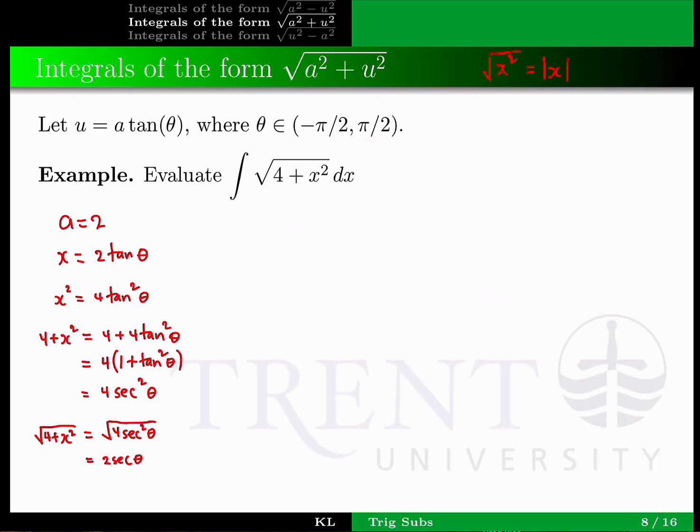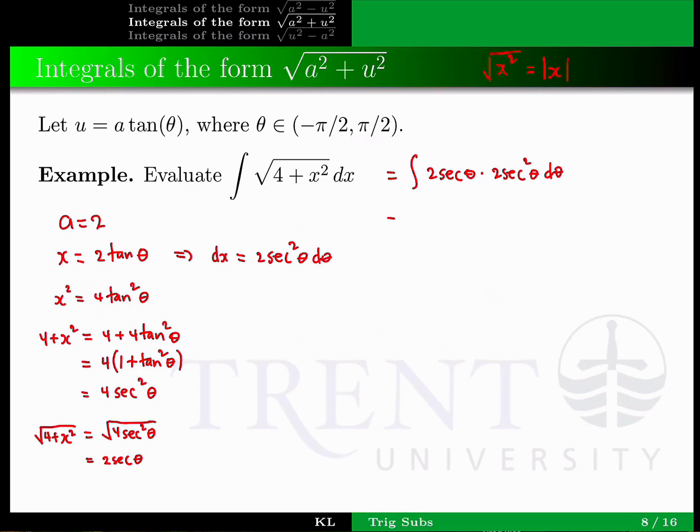Now let us proceed. We have the square root of 4 plus x squared. We want the dx, but the dx will come from this one. dx equals 2 secant squared theta d theta, which means that this integral now can be written as the integral of 2 secant theta times 2 secant squared theta. Oops, I forgot to put d theta in here.